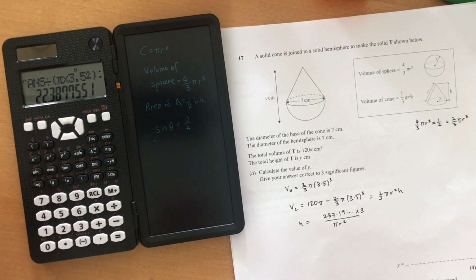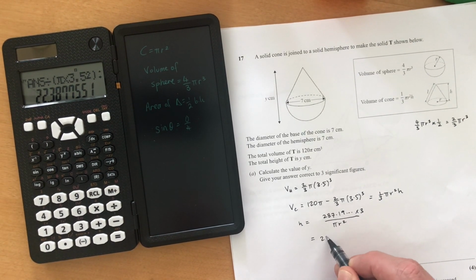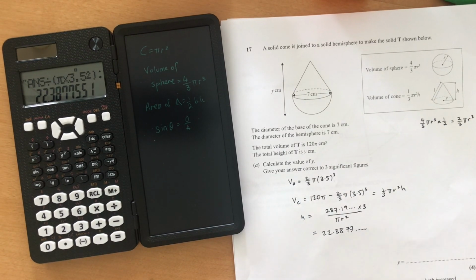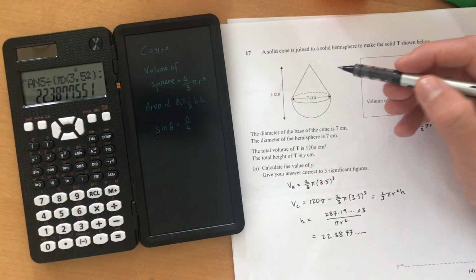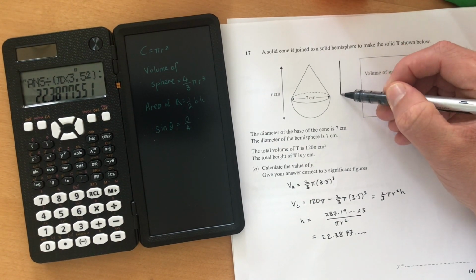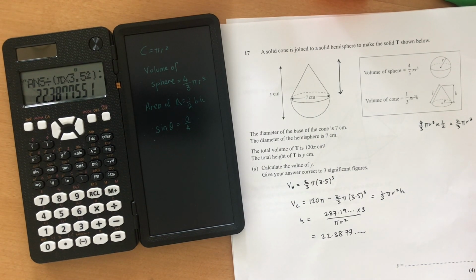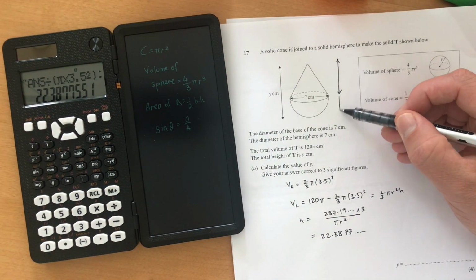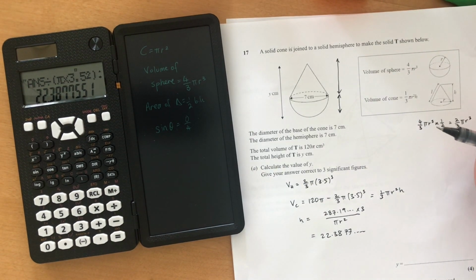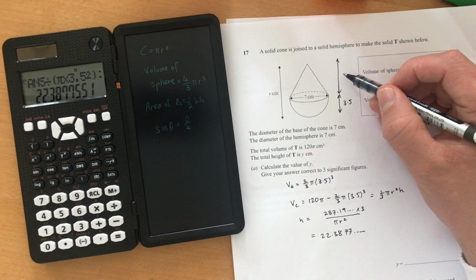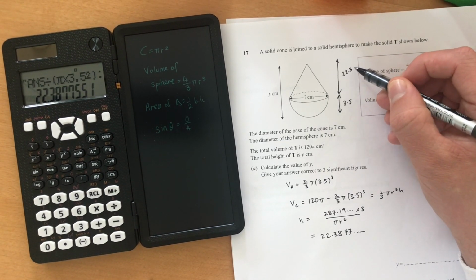Okay, so that's our h, 22.38, so 22.3877, and it goes on. We're only needing this to 3 significant figures, so we're going to end up rounding this off. Now we have h, which is the height of the cone, and we want y. So what's the last operation we need to do here? Well, what would this length be? That would be the radius of the hemisphere. So we know that's 3.5. And we know h now is 22.39 approximately.